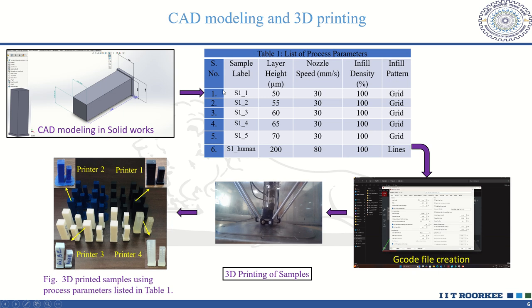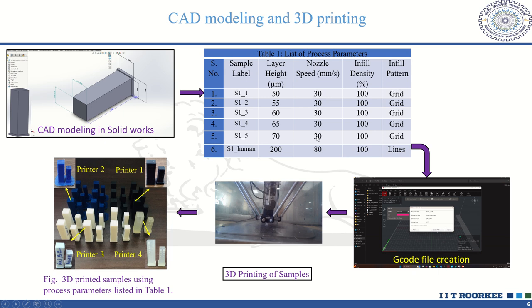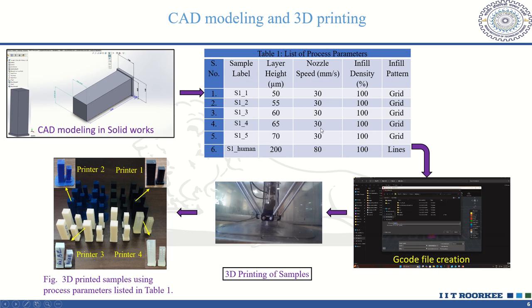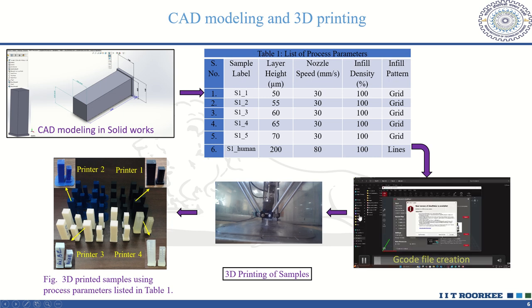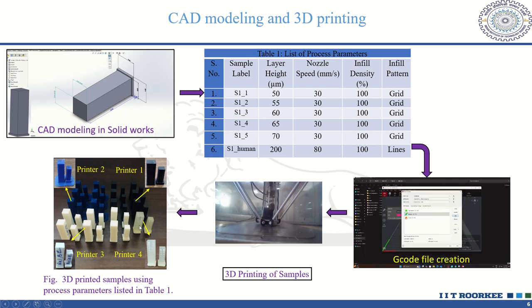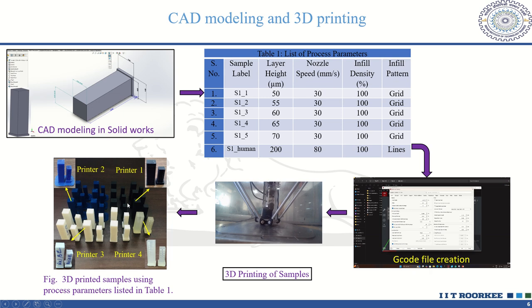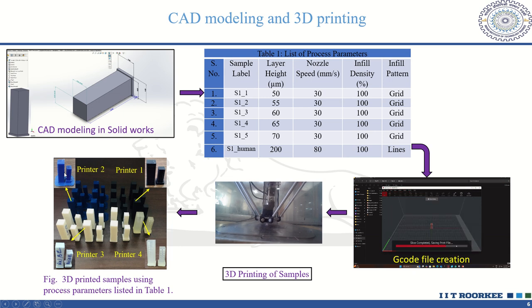So we have CAD modeled the sample in SolidWorks and then 3D printed these samples. We have varied the process parameters to vary the quality of the 3D printed sample. Layer height and nozzle speed are varied. Layer height is varied from 50 to 70 micron. Nozzle speed is varied from 30 to 80 mm per second. And then we have created the G code file and then 3D printed the samples. In all, 38 samples are 3D printed from different process parameters and different 3D printers installed at the tinkering lab in the institute facility.